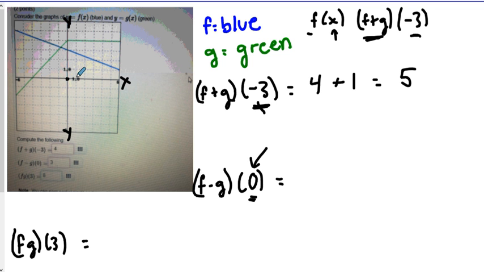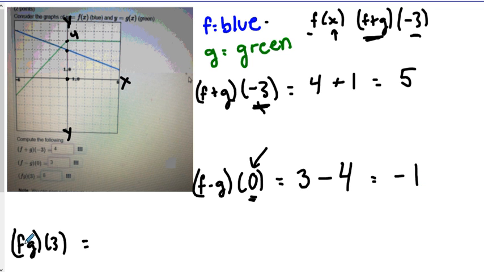So at that point, what's my value for blue? What's my value for f? So I just trace up to the blue line. Okay, and that's 1, 2, 3. So f is 3. And then my g value at that point, so if I trace up to the green line, is here. So that's +4. So g is equal to 4. So f minus g is 3 minus 4. So at that point, it's -1.